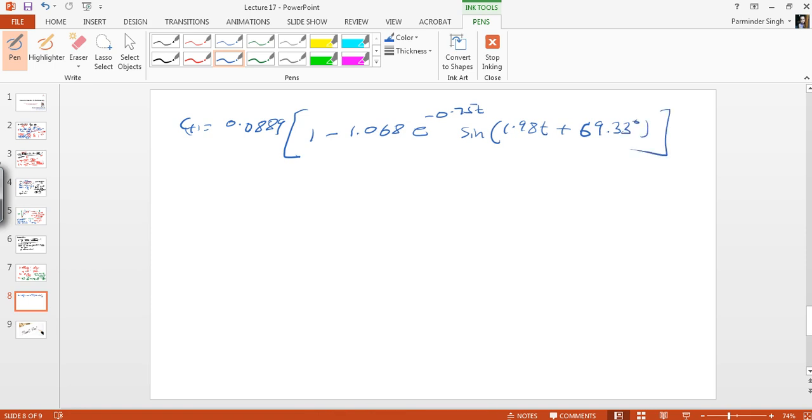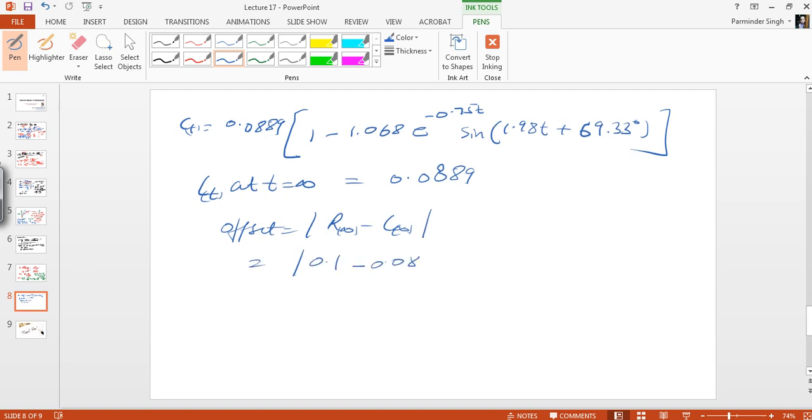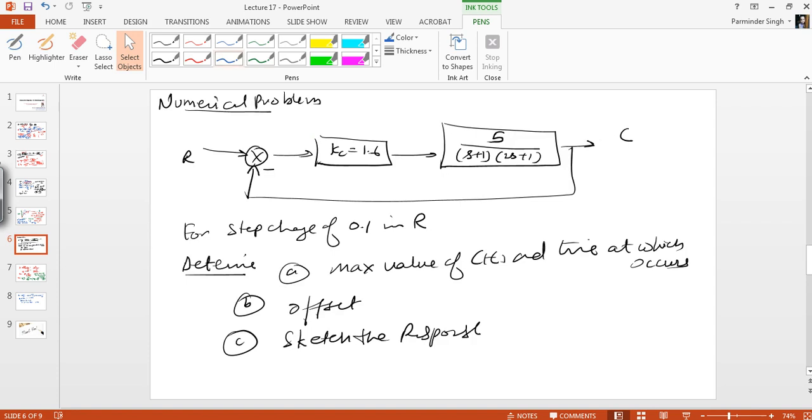Now for the ultimate value, that is C(t) at t equal to infinity, we put t equal to infinity, so this becomes 0.0889. Now what is offset? Offset is R infinity minus C infinity. What is R infinity? 0.1. C infinity is 0.0889. So offset comes out to be 0.0111. So we have calculated the offset.